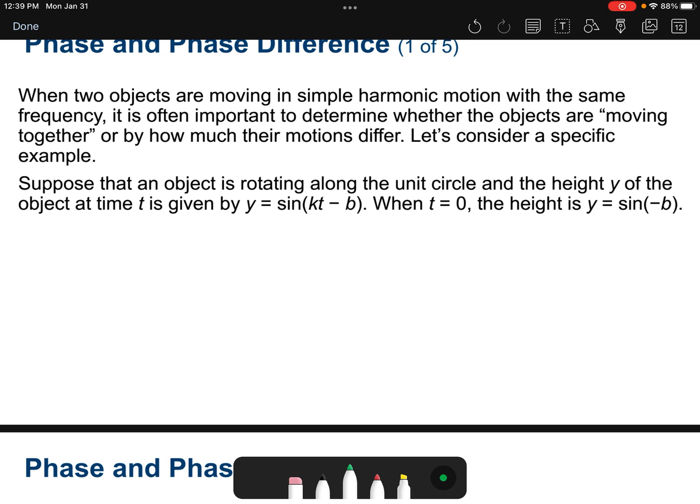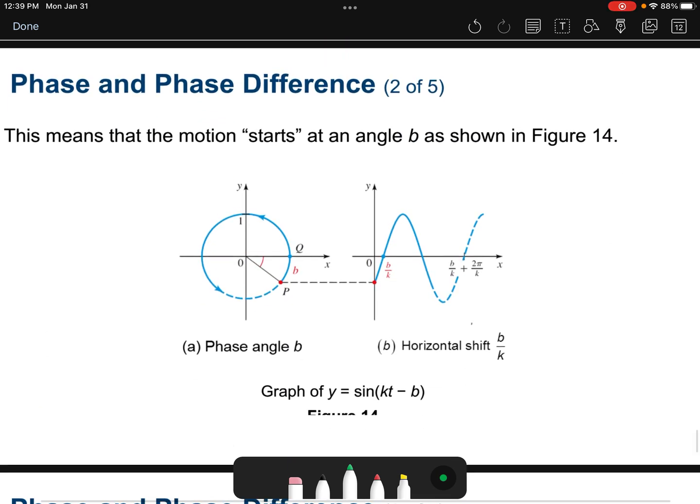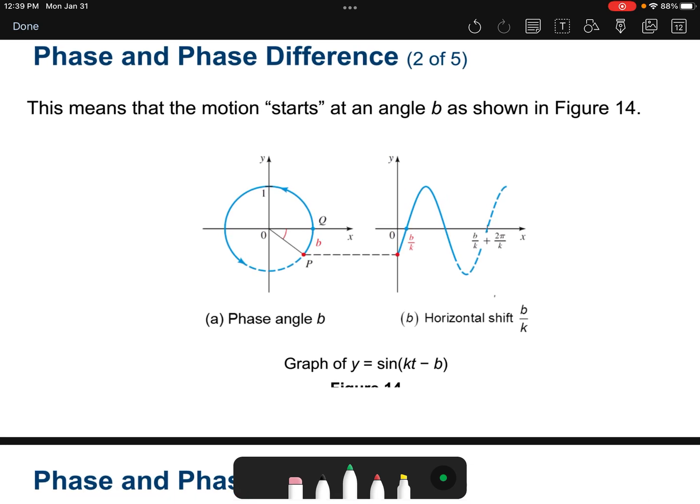Suppose that we have an object rotating along the unit circle and the height y of the object at time t is given by this. When t is 0, then y equals sine of negative b. Makes perfect sense. This means the motion starts at an angle b, as shown in figure 14. Okay? So there's the graph of y equals sine(kt minus b). We have a horizontal shift of b over k, because we're going to factor out k, so we're going to shift it over.